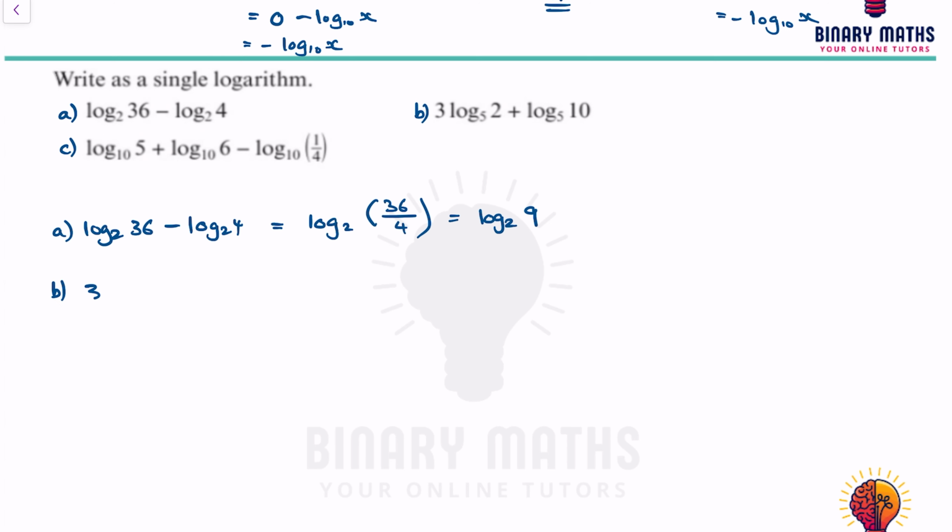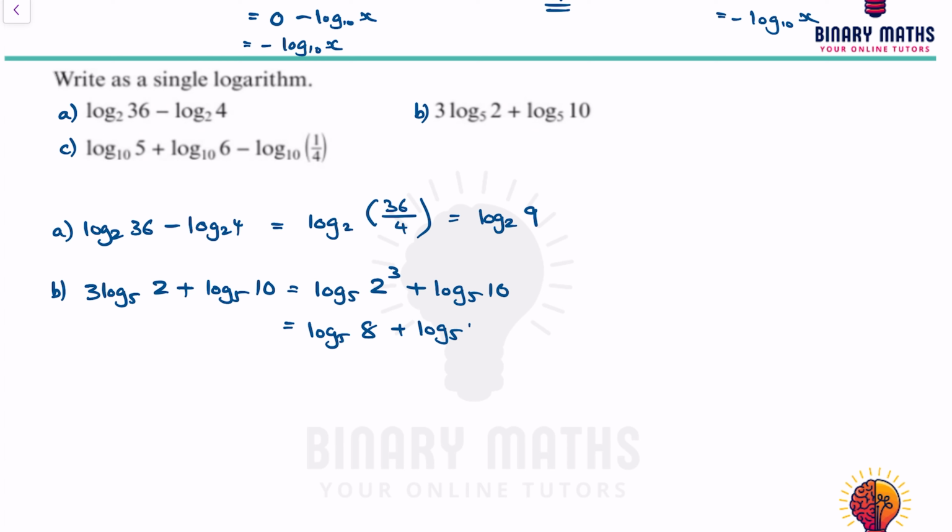Okay, b: 3 log base 5 of 2 plus log base 5 of 10. For the first term, I know it's the same thing as log base 5 of 2 to the power of 3, so the 3 goes up to the power, plus log base 5 of 10. 2 cubed is just 8. The bases are the same here, so it's the same thing as 8 times 10. Log base 5 of 8 times 10, which is 80.